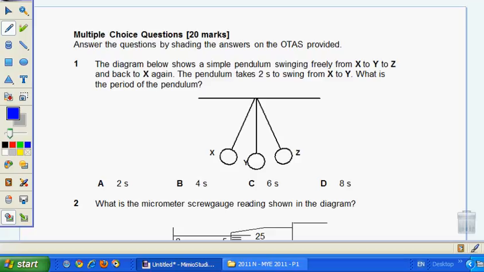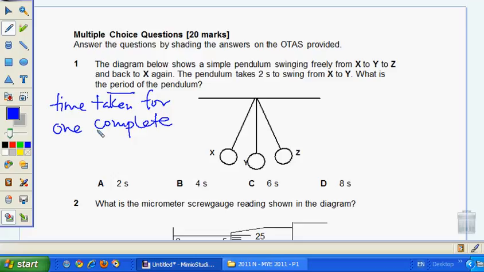Okay, let's now look at question 1 of the 2010 MYE exam paper. The first question is actually a pendulum period question, where the keyword is period. So how do we know what is the meaning of period? Period is actually the time taken for one complete observation. A lot of students are very confused by the word period.